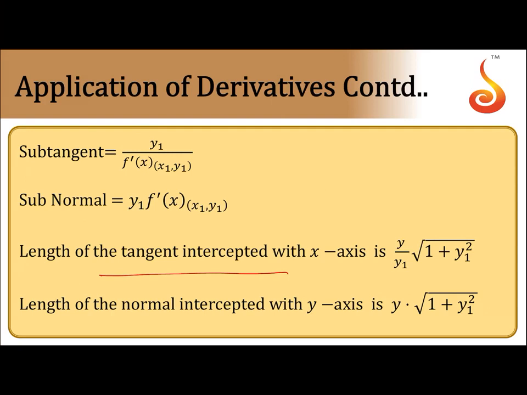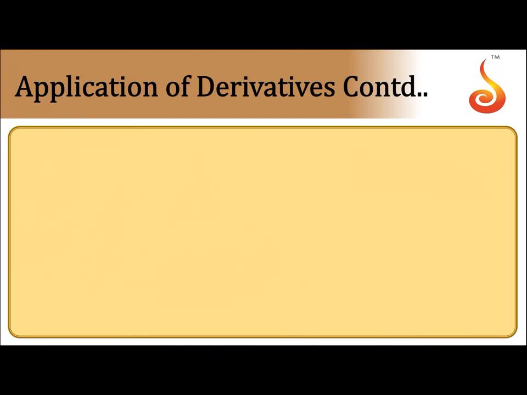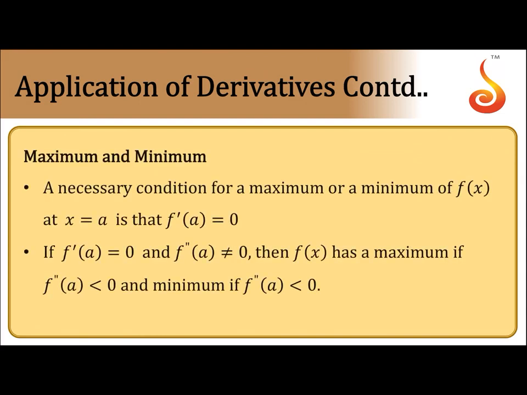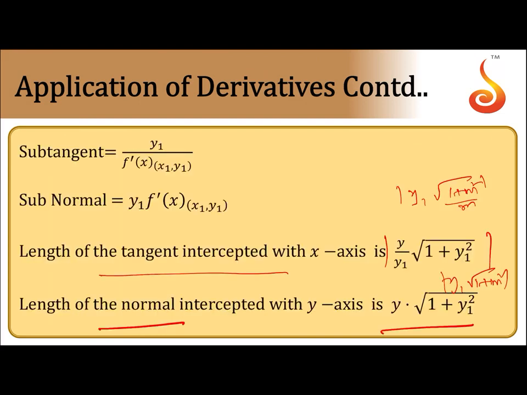Length of tangent formula: y1 by m into root of 1 plus m square. And the length of the normal is y1 into root of 1 plus m square. So we can also write y1 into root of 1 plus m square divided by m for the tangent, and the normal is y1 into root of 1 plus m square. Similarly, you can calculate the other values. Length of subtangent will be y1 by m, and the subnormal length is y1 into modulus of m.